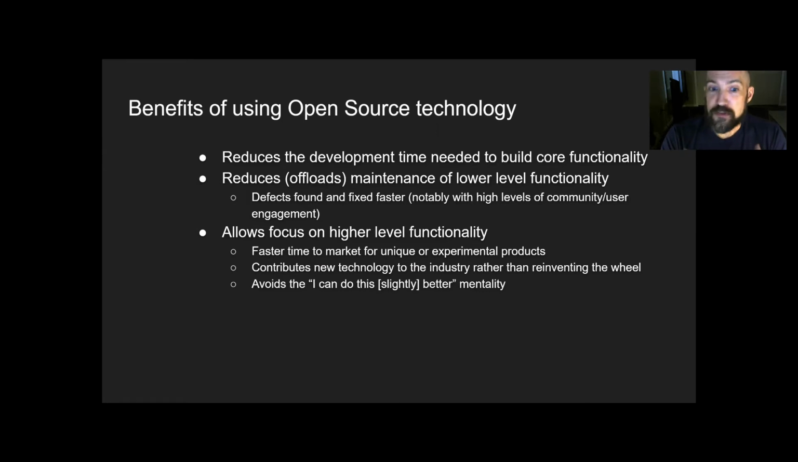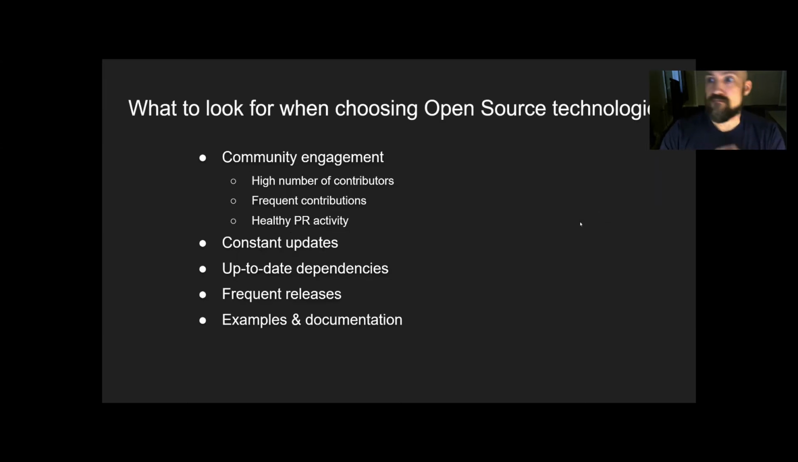This lets us all contribute new technology to the industry rather than redoing the same things internally over and over again. And it kind of avoids this "I can do this slightly better" mentality. We're all prone to that, I think, and in a lot of cases that's true, but it's better to have a robust core community product that gets a lot of feedback, a lot of users engaged, a lot of PRs and fixes, rather than try to rebuild them. We're not going to get anywhere if we just keep internally in our own organizations redoing the same technology over and over again.